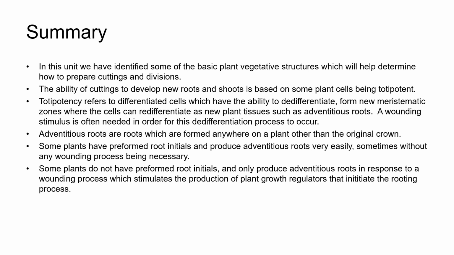Some plants have preformed root initials and produce adventitious roots very easily, sometimes without any wounding process being necessary. Other plants don't have preformed root initials and will only produce adventitious roots in response to a wounding process, which stimulates the production of plant growth regulators that then initiate the rooting process.